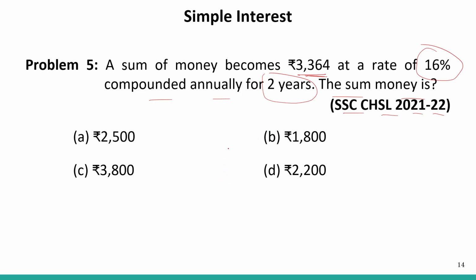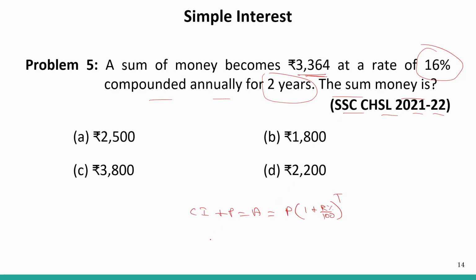Okay, so what we are given here is the sum of money becomes this much. So CI plus P is equal to what? Amount. We know the formula: P into 1 plus R by 100 whole power T, when R is given in percentage, right?